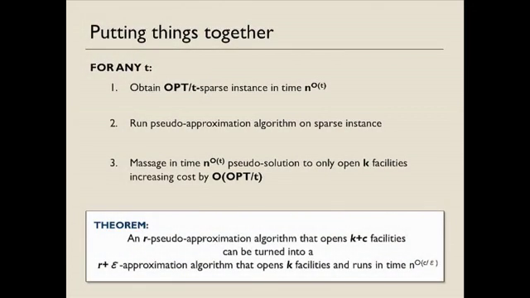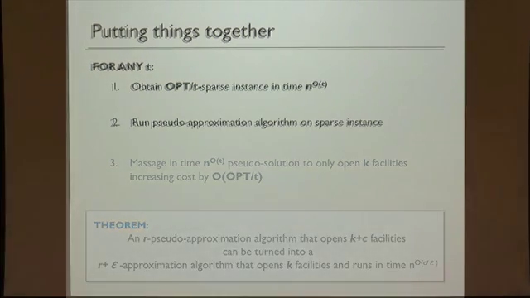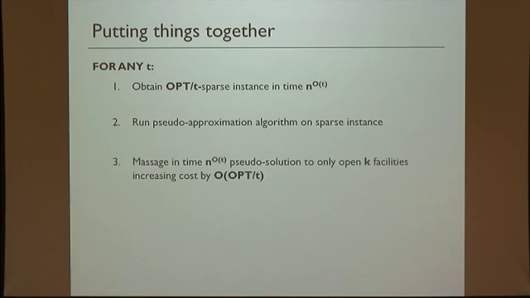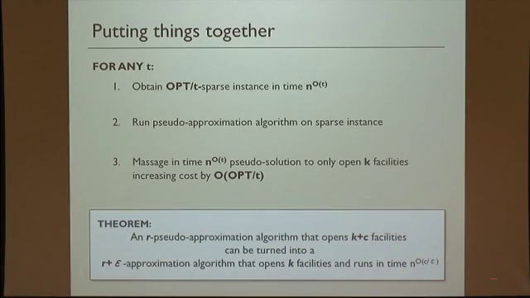So for any t, we obtain an OPT over t sparse instance in time n to the power of t, run a pseudo-approximation algorithm on the sparse instance that we'll define later, then massage it in time n to the power of t into a solution that opens k facilities. So this t comes up in the running time. That's why I have this c over epsilon.